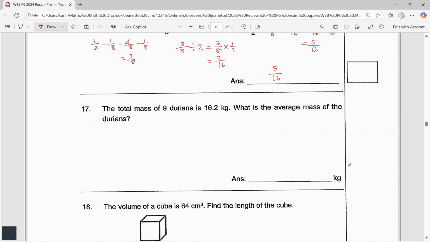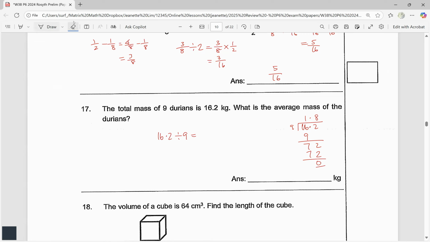Question 17, the total mass of 9 durians is 16.2 kg. What's the average mass? Okay, so we just divide by 9. This will be your long division. 1 times 9, 9, 7, bring down the 2, 72, 72 divided by 9 is 8. So 1.8 kg is the average.